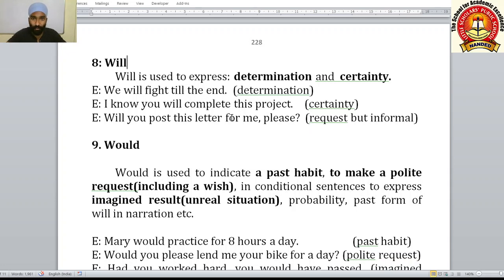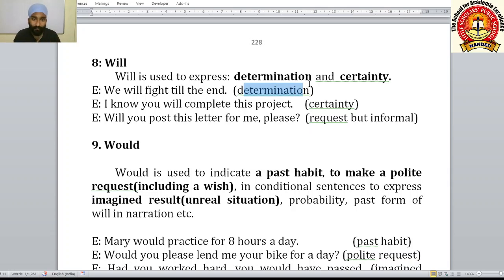Will means, as you all know from the noun will, the wish is also implied. So we can understand a wish also. But here will is our modal auxiliary. Will tells a determination or certainty, such as, we will fight till the end. So this is telling the determination.